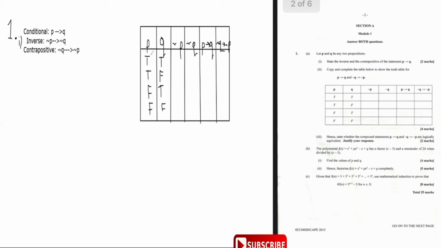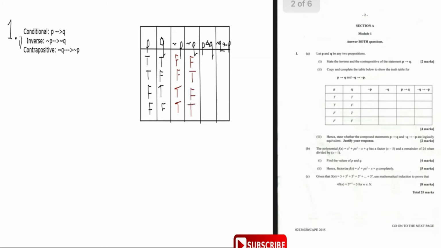Not P is when you negate P right here. The negation of true is false. The negation of false is true. For not Q now, the negation of true is false. The negation of false is true. The negation of true is false, and the negation of false is true.